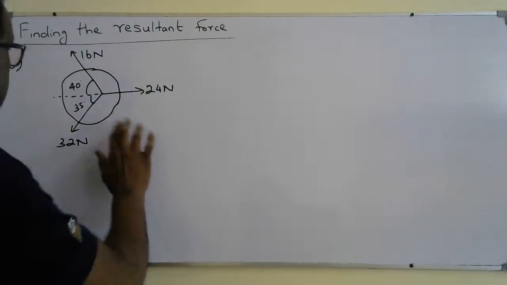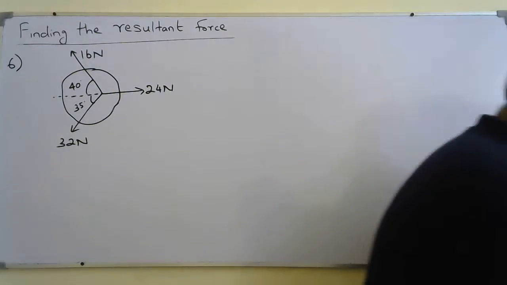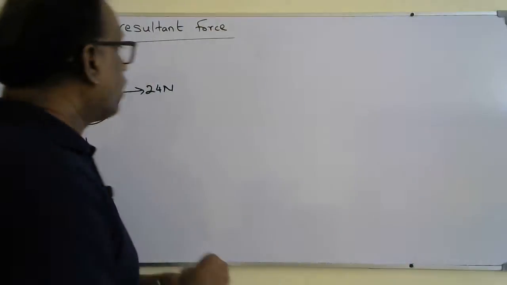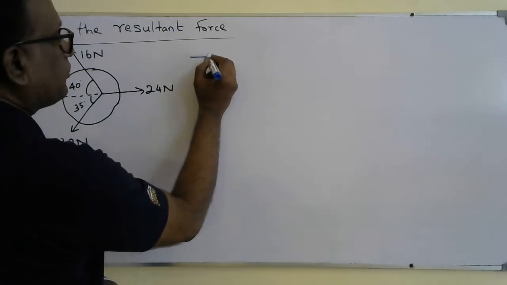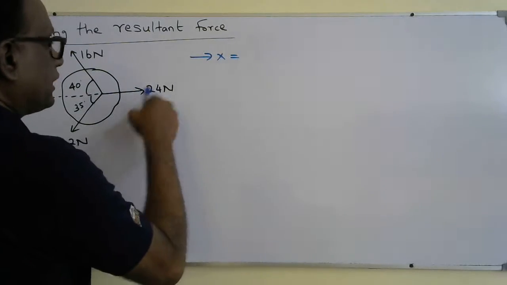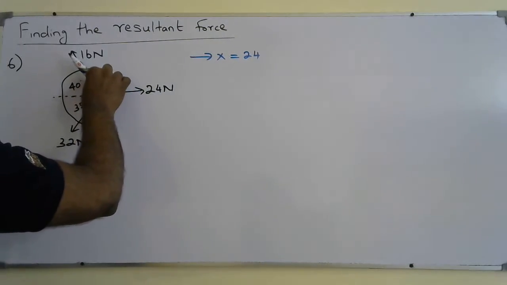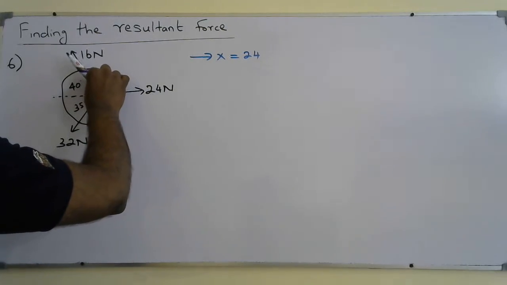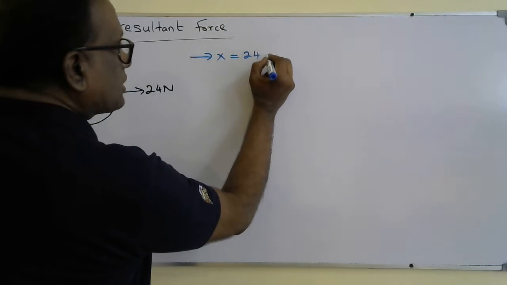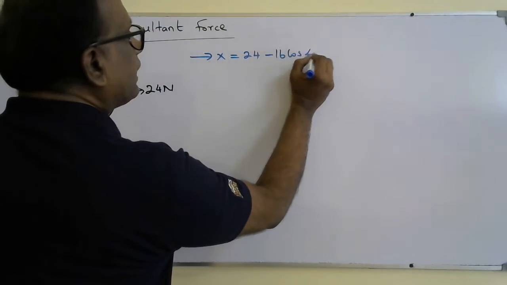Okay, so this is the sixth question, same as earlier. We need to find the total horizontal force and the total vertical force. So we'll resolve it horizontally. I'll take towards right positive. I'll find the total horizontal component x equal. This is already horizontal, so 24. When I resolve this horizontally, it's going to point towards left. So close it through 40. It's pointing to the left. I'm taking towards right positive, so minus 16 cos 40.